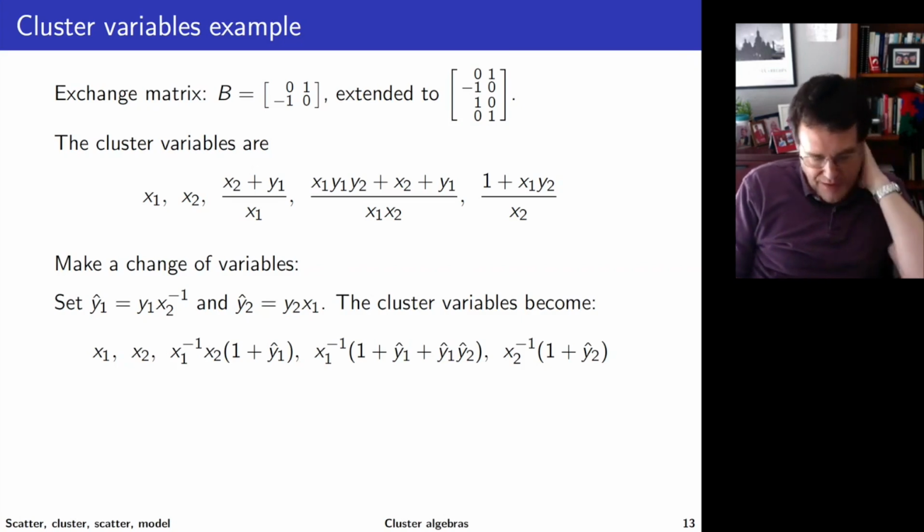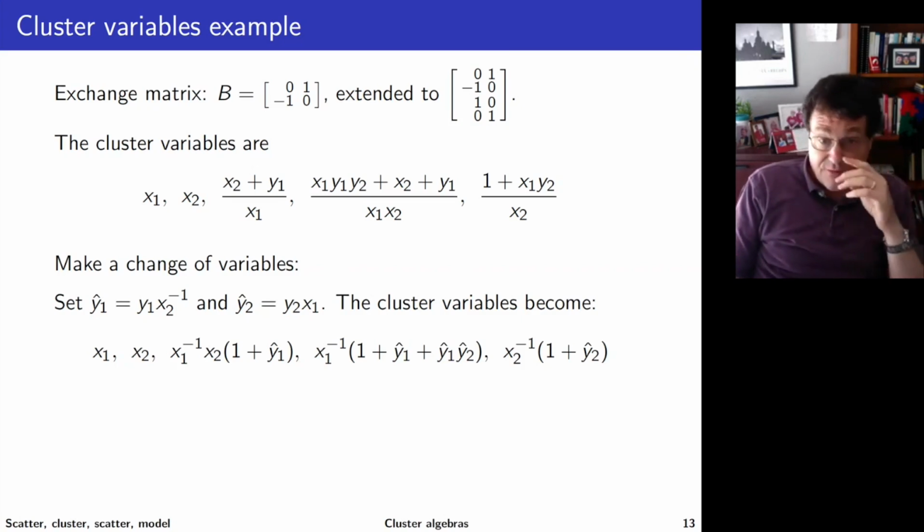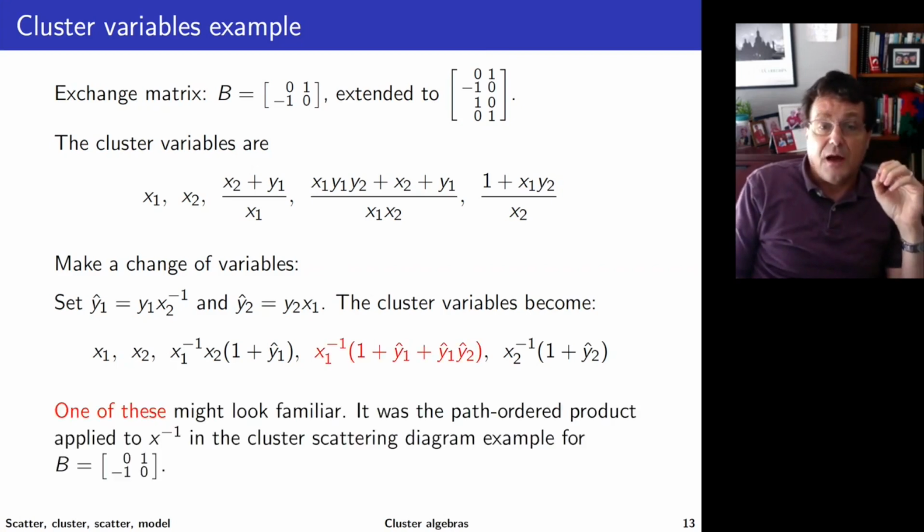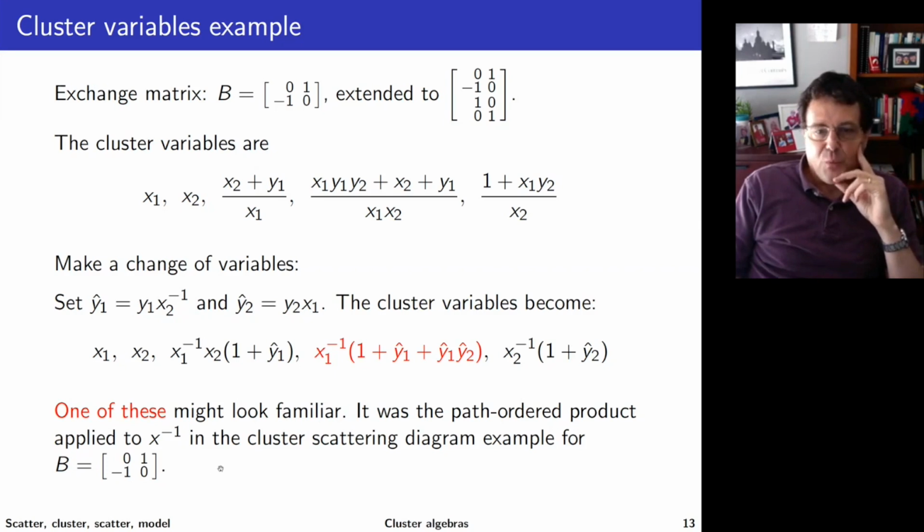If you have a great memory for mathematical symbols, and I know that there are some subsets of mathematicians that do, this one might look familiar. I probably wouldn't have noticed this looking at the talk. This was actually a path-ordered product that we computed when we were looking at the cluster scattering diagram example for this same exchange matrix. We applied a path-ordered product to x1 to the minus 1, sorry, typo there, and we got x1 to the minus 1 times this polynomial. So that's not a mistake.